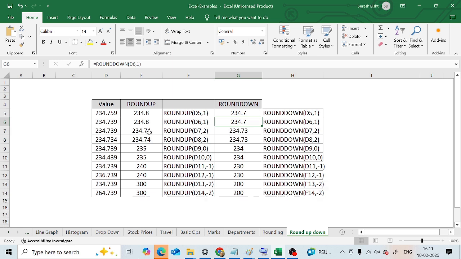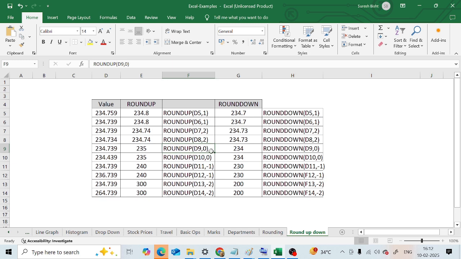Moving on to the next example. This time I do round up with two digits, 234.73, and there's a 9 after that. It doesn't matter whatever the number is, it will round up. So 234.739 will become 234.74, and 234.734 will also become 234.74. On the other hand, round down with two digits changes 234.739 to 234.73, and 234.734 will change to 234.73.